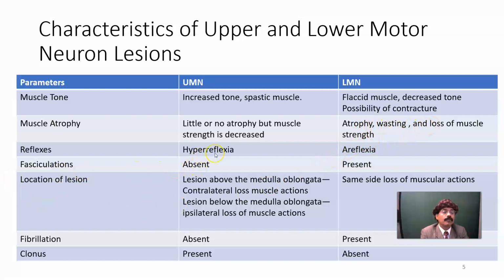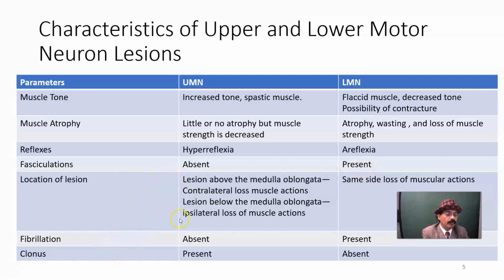Reflexes: upper motor neuron, remember, upper means everything up. So hyperreflexia, increased tone. Here, areflexia in lower motor neuron, and fasciculation may be present, but as a whole tone is decreased in this person. So fasciculation is a feature of lower motor neuron lesion, not upper motor neuron lesion.